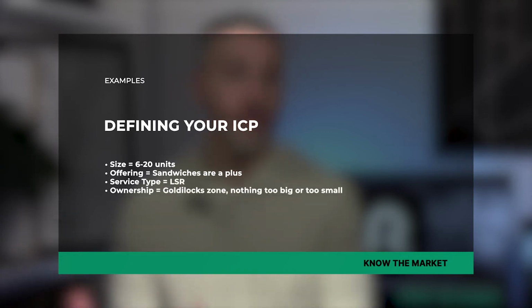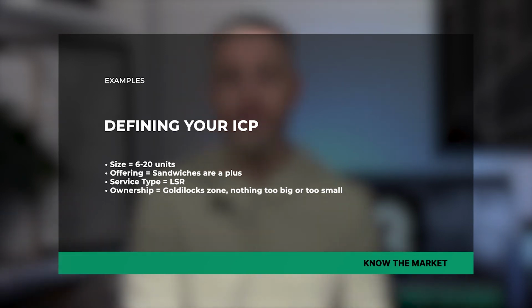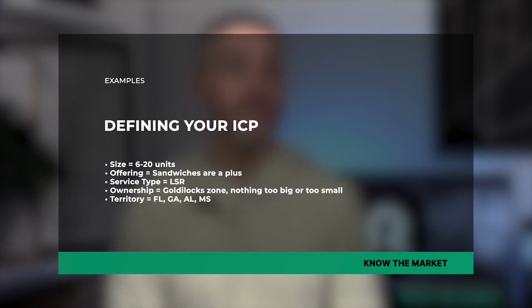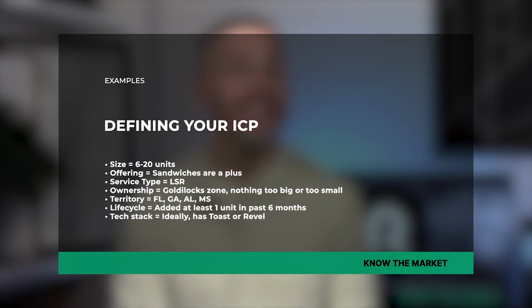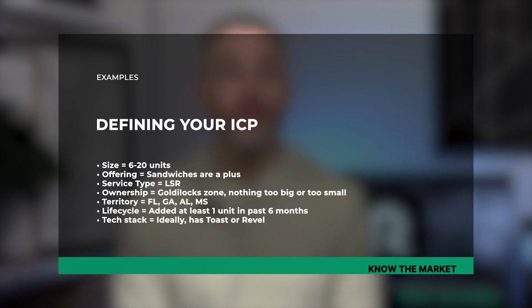Ownership, Goldilocks zone, nothing too big, nothing too small. Territory, Florida, Georgia, Alabama, Mississippi. Life cycle, added at least 1 unit in the past 6 months. Tech stack ideally has Toast or Revel. I now have 13 target accounts with 150 total units to prioritize. It took me 2 minutes to identify them, and I could put in a call to all 13 by the end of the day. So how'd we do?